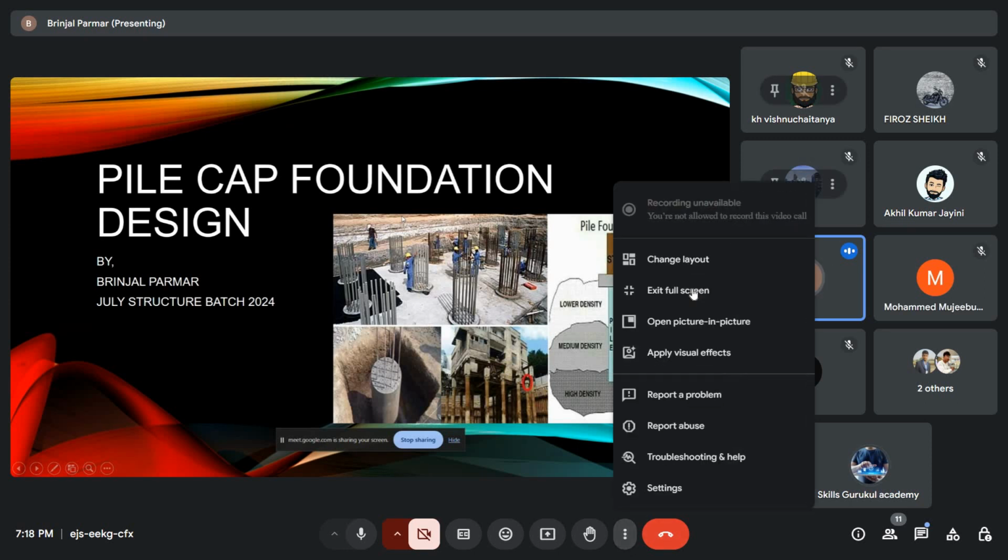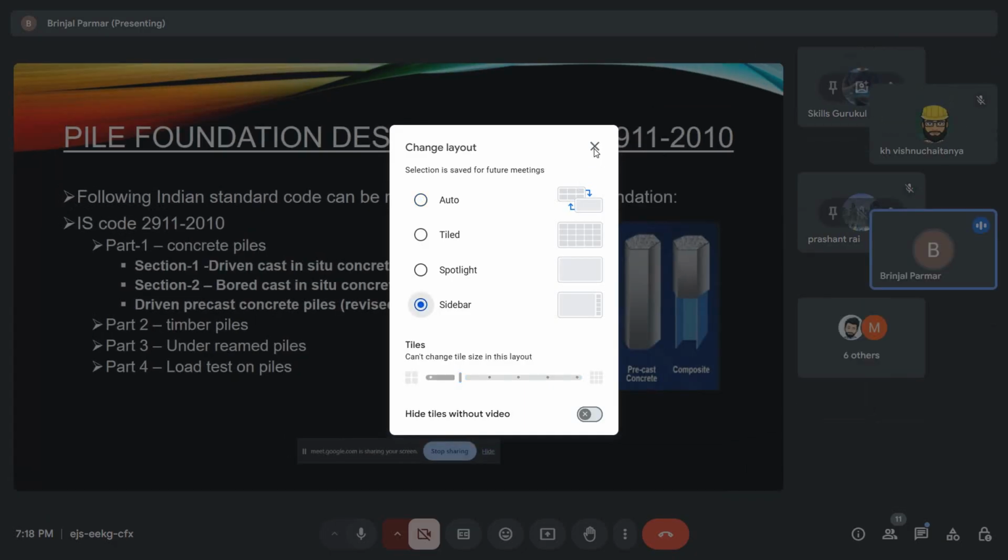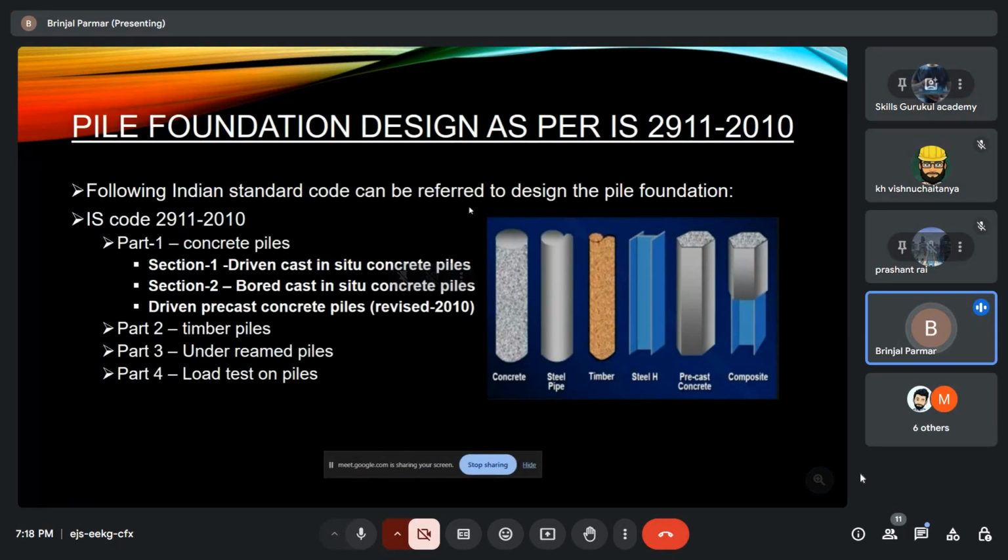Foundation. As we know, we use a pile foundation where there is black cotton soil, or if the soil is poor. There are some criteria for pile foundation design as per IS 2911 2010. The following Indian standard code can be referred to design the pile foundation.